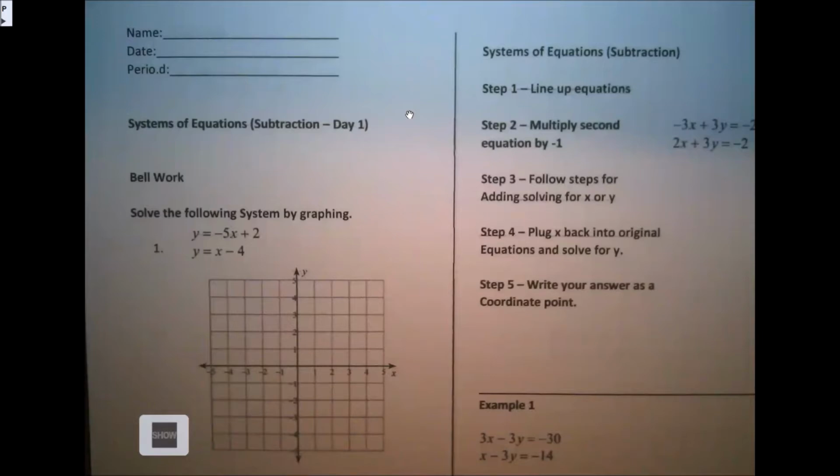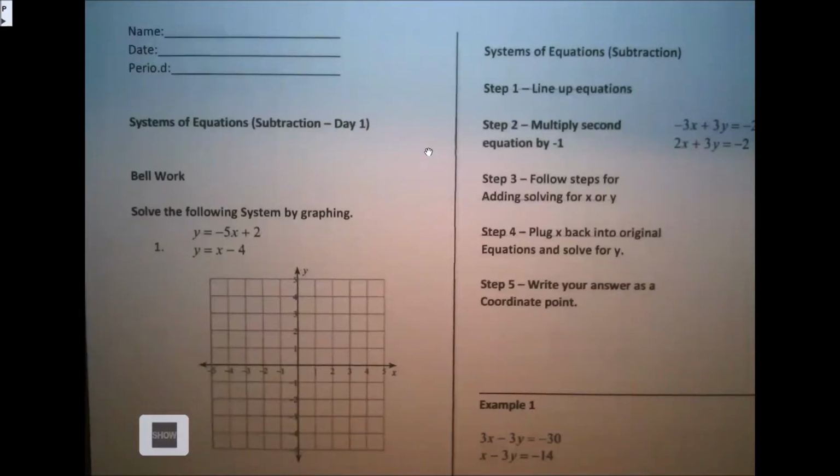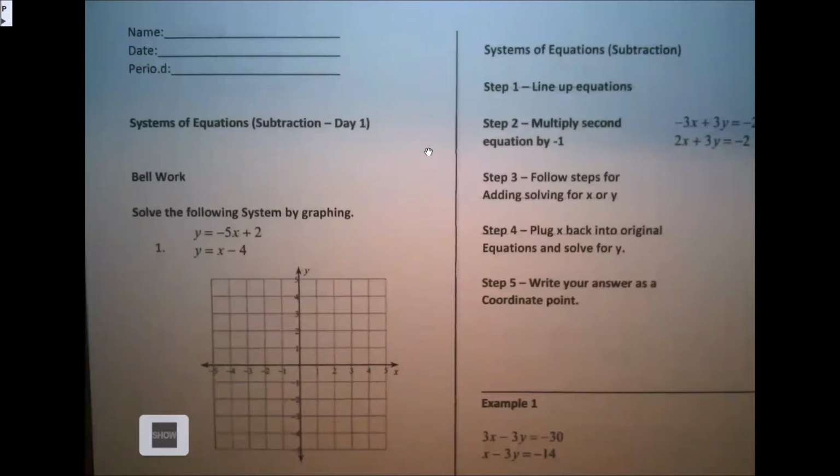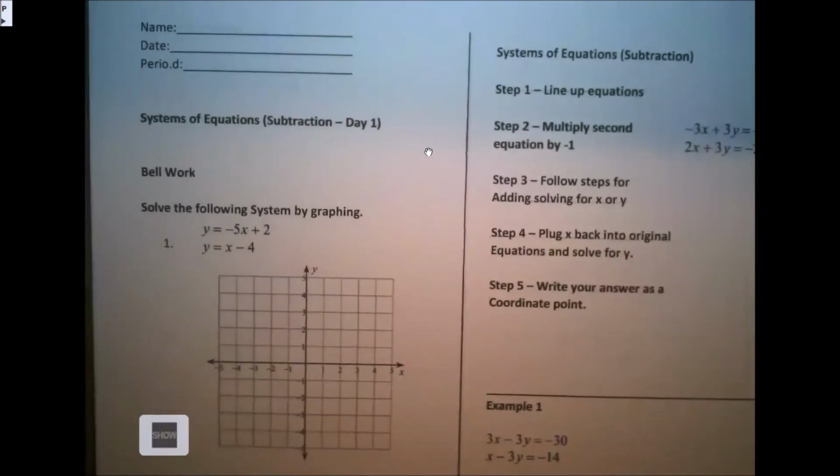All right, we're going to start with subtraction, day one. When we left for spring break, we were doing addition and we did it by graphing. Now we're going to do a couple bell work. Hopefully you've already done those bell work problems.